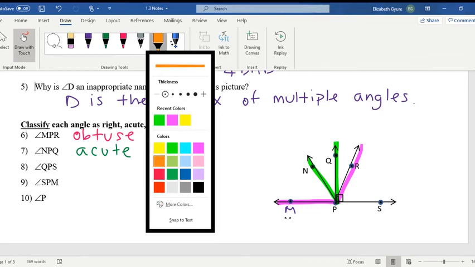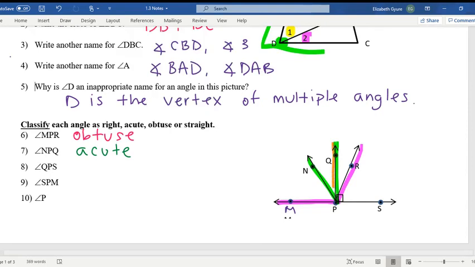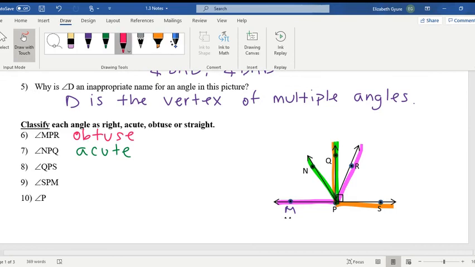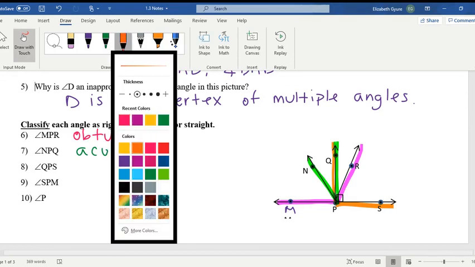Then we have angle QPS. If you take a look in the corner right here, there's that little box. That's our right angle box. So we know for sure that this is going to be a right angle.